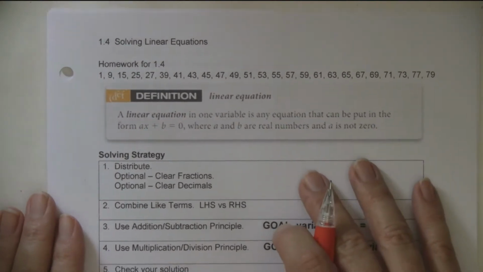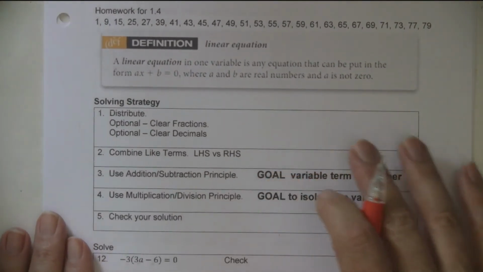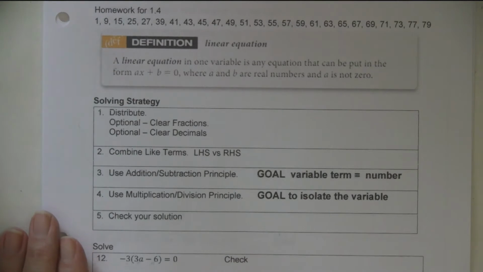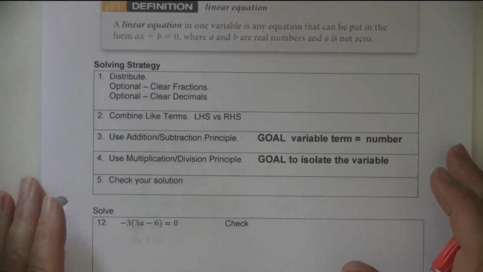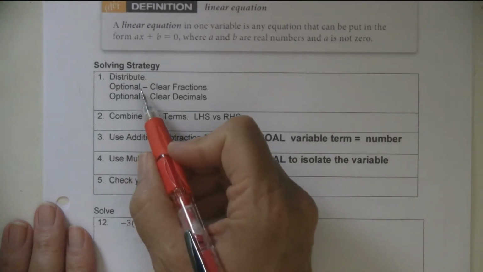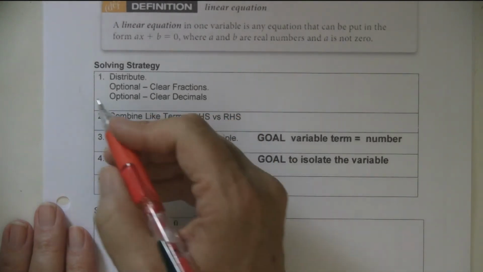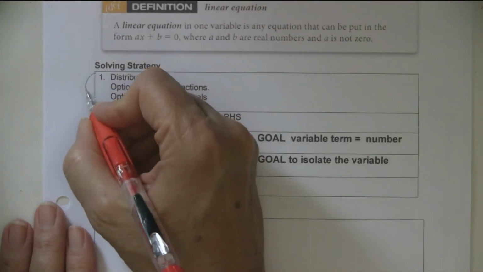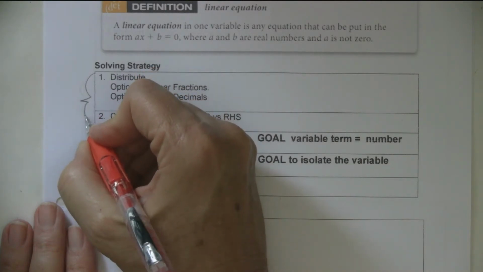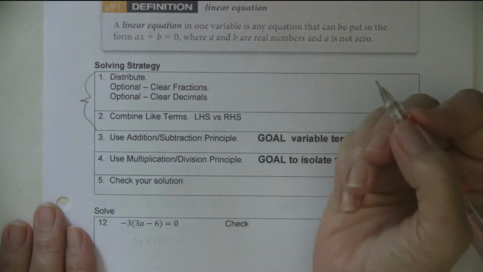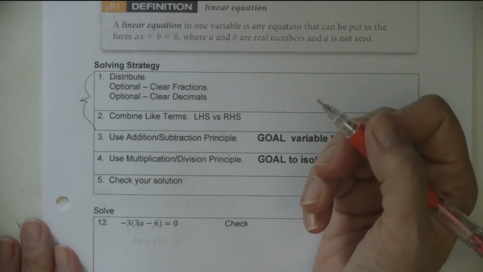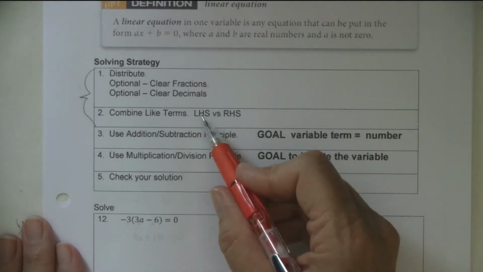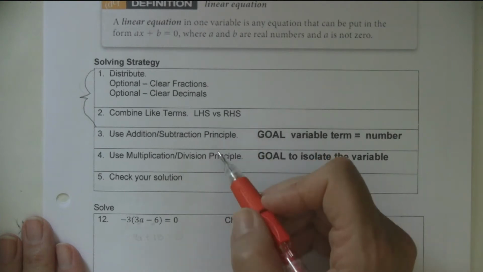And so 1.4 is solving linear equations. And so that's the type of equation that we've been working on in 1.2 and 1.3. The strategy is to use the distributive property and combine like terms. These are the things that simplify one side of the equation, is what you're doing when you work on those. And so remember, left-hand side, right-hand side.